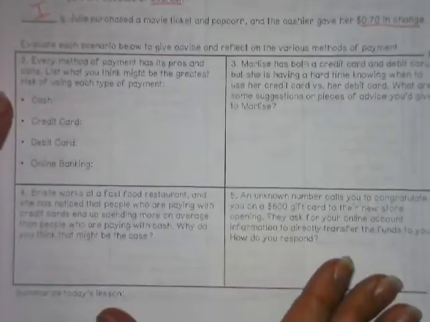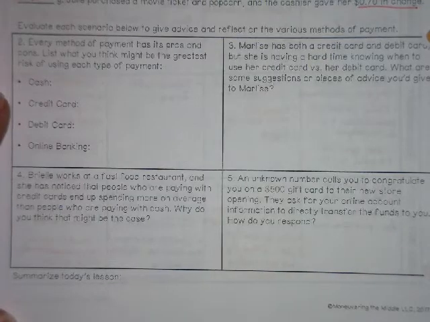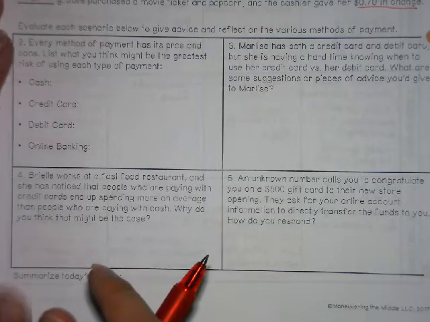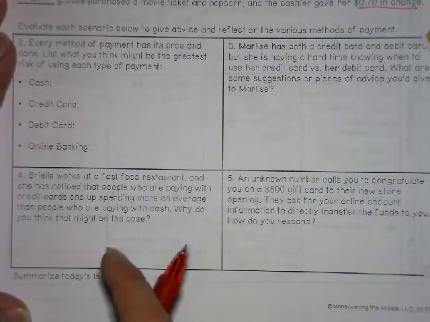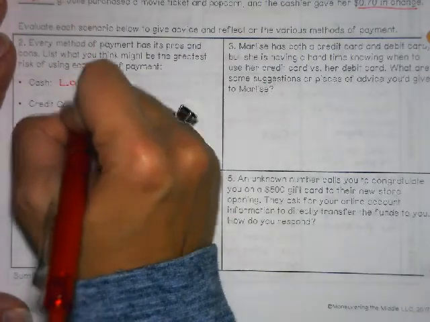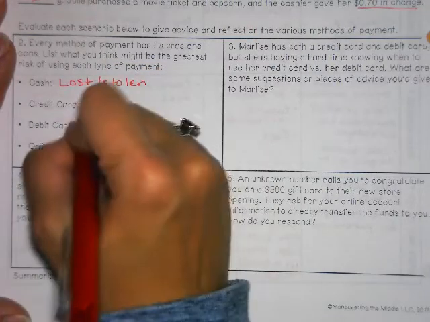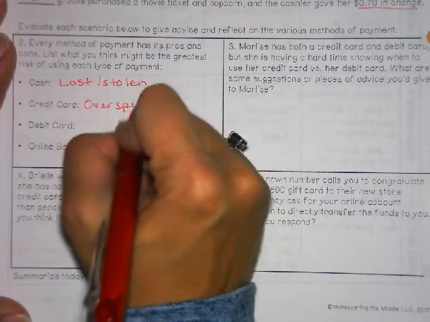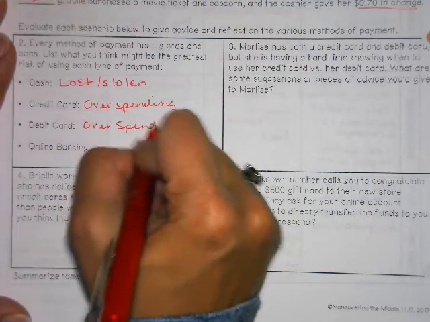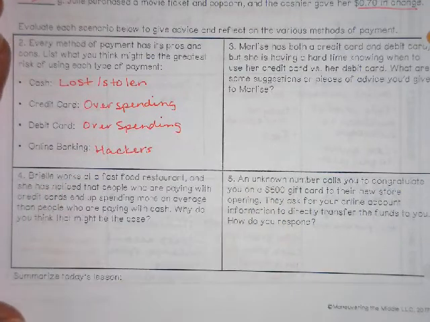Evaluate each scenario and give advice to reflect on the various methods of payment. Every method of payment has its pros and cons. List what you think might be the greatest risk for each type. Cash, you can lose it, right? It can be lost or stolen, so be cautious there. Credit card and debit card, overspending is a very common issue. And online banking, hackers are an issue.